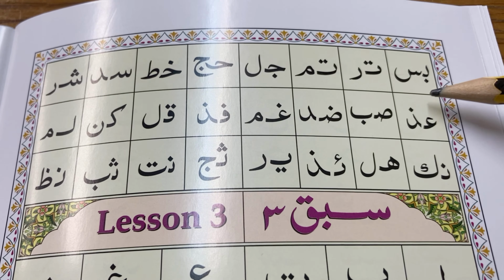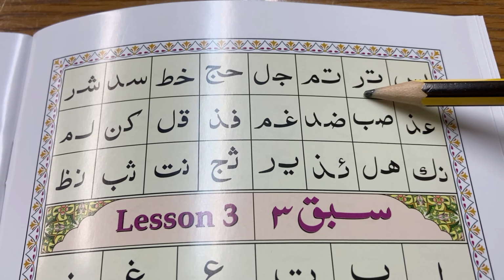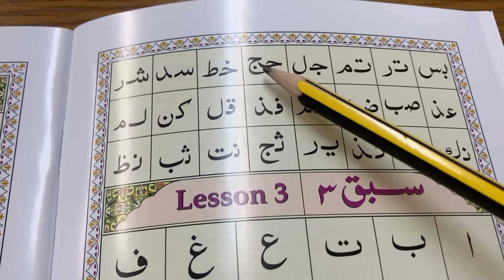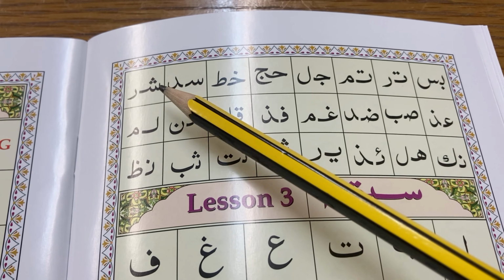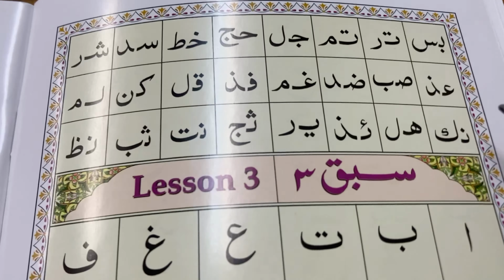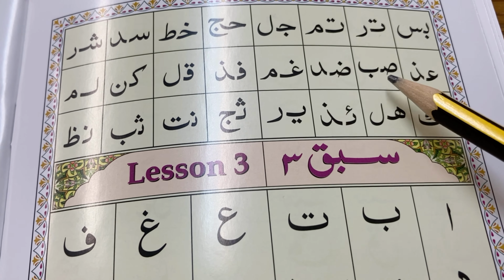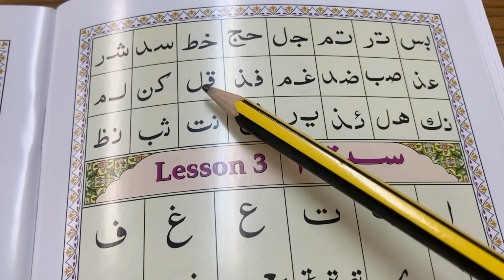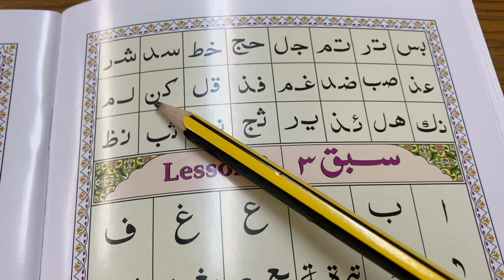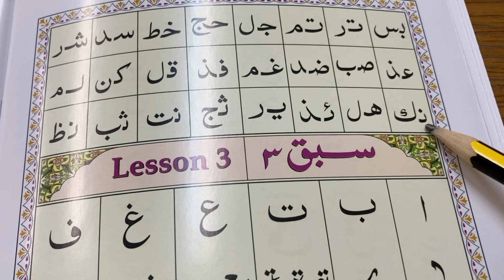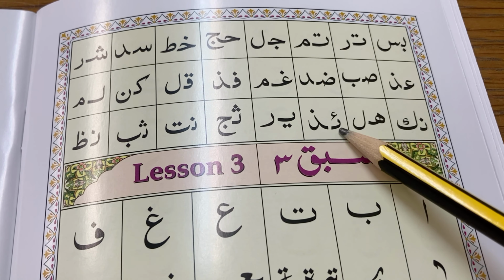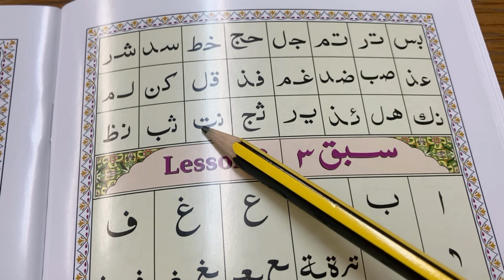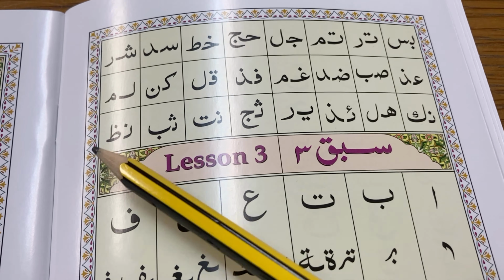So let's go over these. So you've got Ba, Sin, Ta, Ra, Ta, Mim, Jim, Lam, Ha, Jim, Kha, Ta, Sin, Dal, Sheen, Ra, Ain, Dhal, Sad, Ba, Dad, Dal, Ghain, Mim, Fa, Dhal, Qaf, Lam, Kaf, Noon, Lam, Mim, Noon, Kaf, Ha, Lam, Hamza, Dhal, Ya, Ra, Tha, Jim, Noon, Ta, Tha, Ba, Noon, Dha.